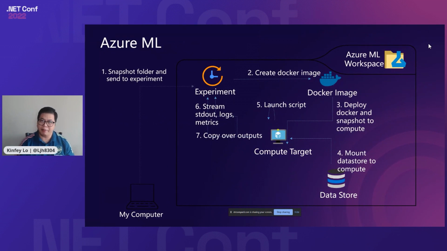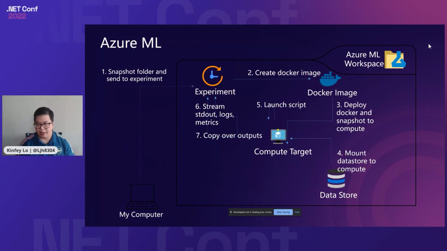Many people use Azure ML to finish machine learning projects. The first step is to submit an experiment. The second step is to create Docker files. The third step is to deploy, and then call the data store and use the compute target. The fifth is to launch the script. The sixth is to get some logs and output. This is the circular step in machine learning with Azure ML and other platforms.